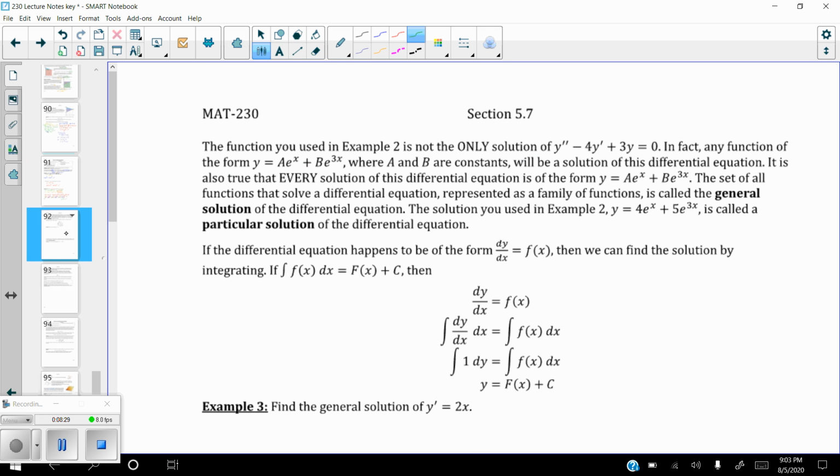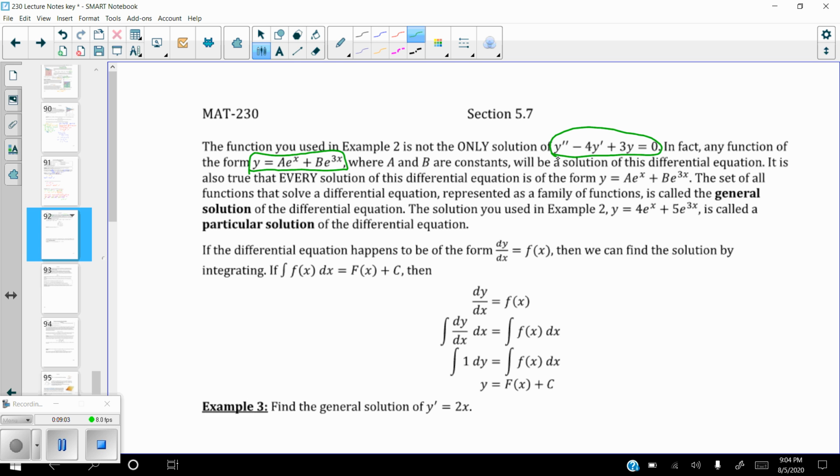All right, so the function that we used in example 2 is not only a solution of y double prime minus 4y prime plus 3y equals 0. In fact, any function of this particular form right here, where a and b are constants, will be a solution. So I can make a and b any constants I want to, as long as it follows that form. And believe it or not, when you plug it back into here after you take derivatives and everything, it will work every single time.